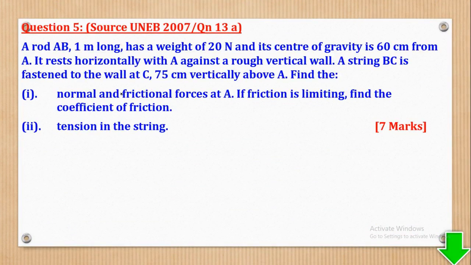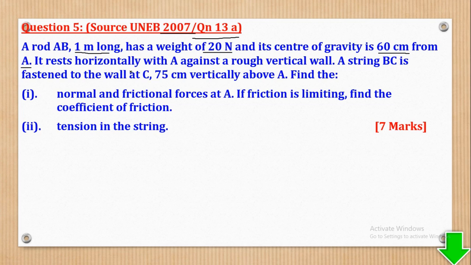So that was question 4. Now let's go to question 5. Question 5 came from UNEB 2007 paper 2 question 13A. So it says that a rod AB 1 meter long has weight of 20 newtons at its center of gravity, and its center of gravity is 60 centimeters from A. So that means that the rod was non-uniform.